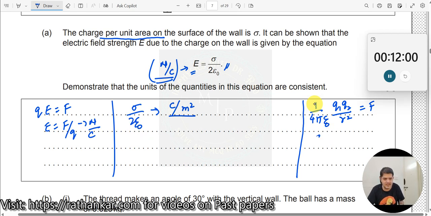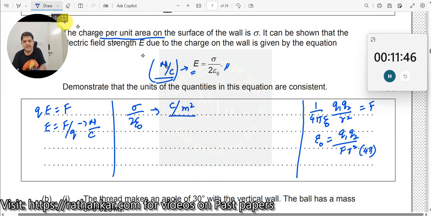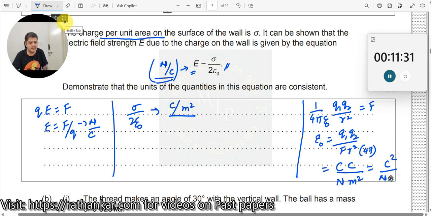I'll take the value for epsilon naught. Epsilon naught can be written as, I'll push this epsilon naught upwards and F downwards. I'll have Q1 Q2 divided by F R square into 4 pi, right? Now let us write down the units over here. Q is coulomb and this is also coulomb, divided by F is Newton and R is meter square. 4 pi doesn't have anything. So therefore this should be coulomb square divided by Newton meter square. Okay. So let me substitute this over here. I'm not considering 2 here because 2 doesn't have any unit.